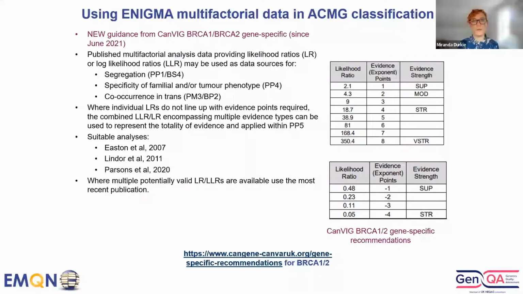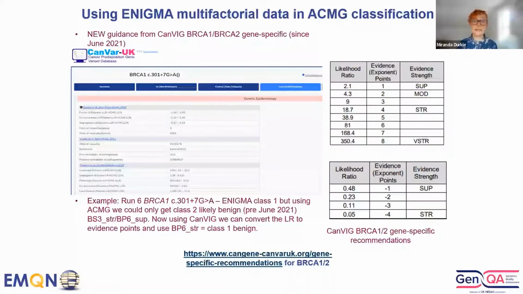There are multiple of these multifactorial assays published, and if your variant is in more than one, then we would recommend that you use the most recent publication. A good example of this is in the RUN6, and we have this BRCA1 c.301+7G>A variant. It was an ENIGMA class 1, so lots of participants classified it as class 1. But using the ACMG, we could only get it to class 2, likely benign.